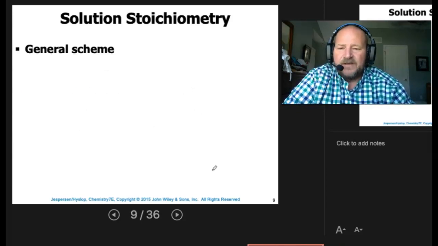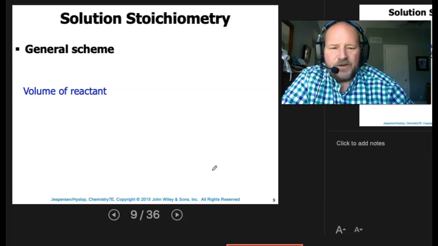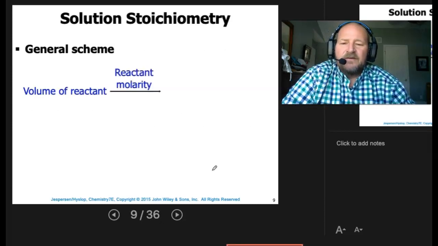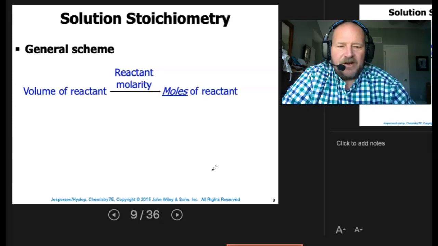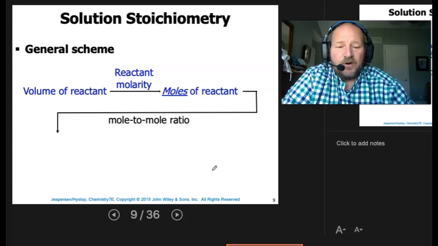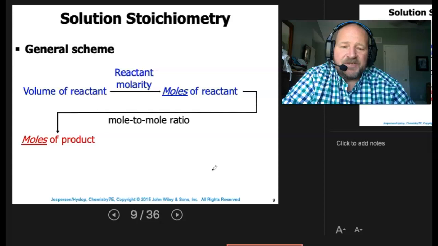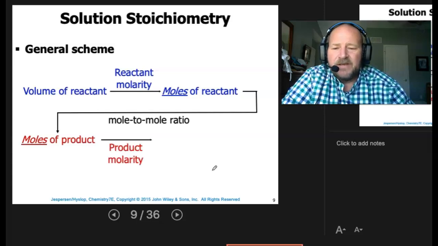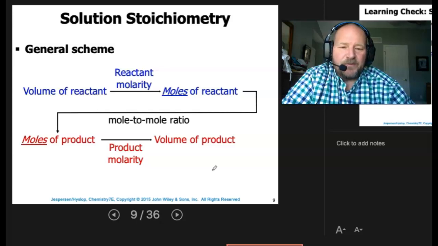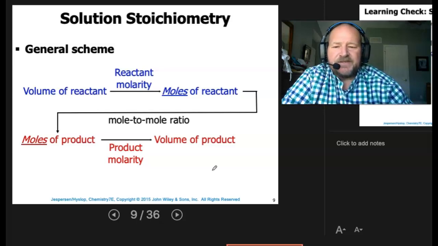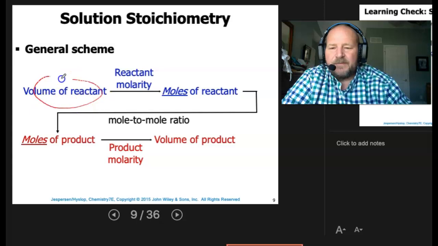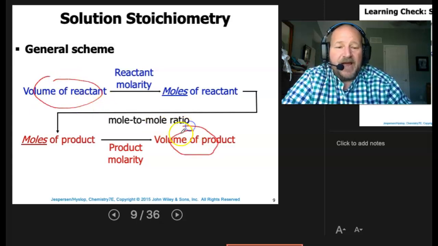All right, so your general scheme then, you'll have your volume of your reactant. We'll calculate the reactant molarity, so we'll have moles of reactant. Then we'll use our mole to mole ratio, just like we did before. That'll give us moles of product. So that's the middle step. The middle step is always a mole to mole relationship. Then we'll use the product molarity to figure out the volume of the product. So again, we can substitute in this step or this step for mass.